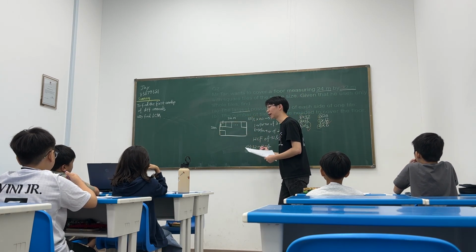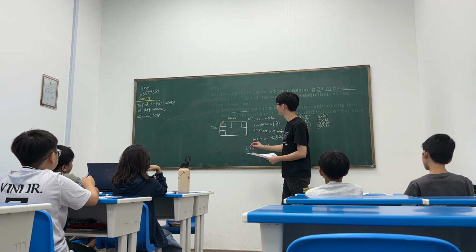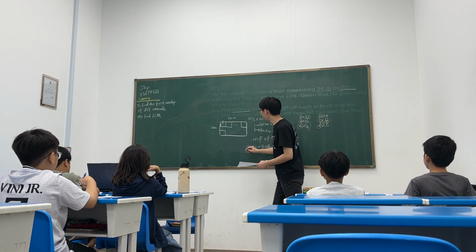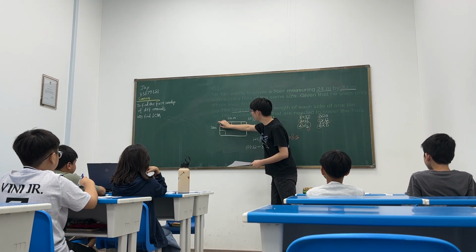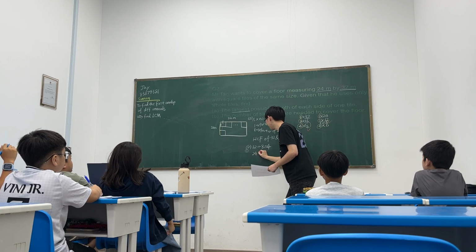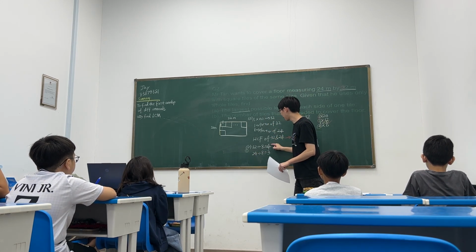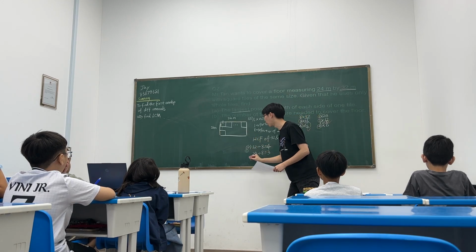How many rows are there? 3 rows. How do you know it's 3? Excellent. So this vertically, each line length is 8, equal to 24. So 24 divided by 8 will give us 3 rows. So in total, there are 3 times 4 equals to 12 tiles.